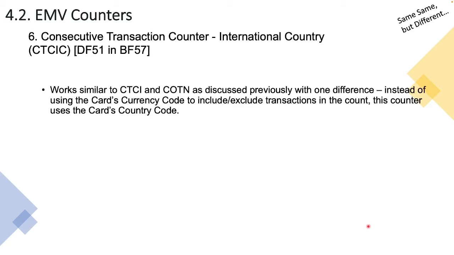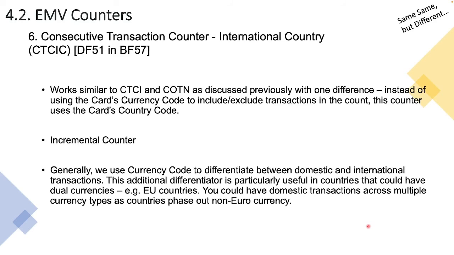The next counter is called the consecutive transaction counter international country, CTCIC, and the tag for this is DF51 within tag BF57. This works similar to CTCI and COTN, as discussed previously, with one difference. Instead of using the card's currency code to exclude or include transactions in the count, this counter uses the card's country code. This is an incremental counter.